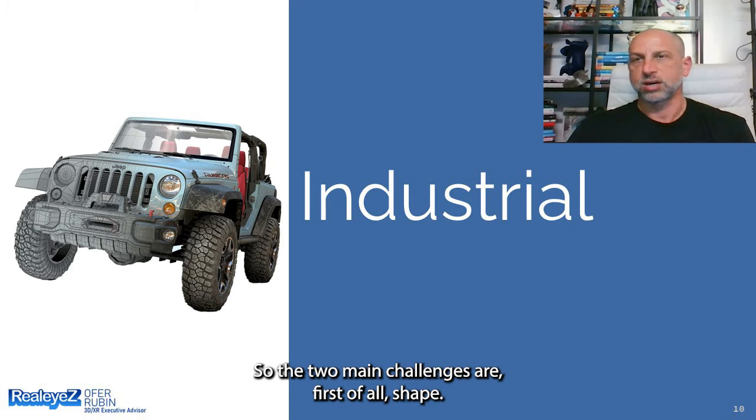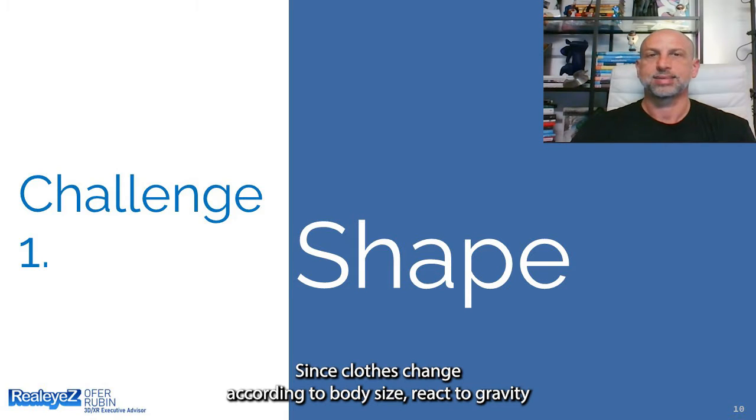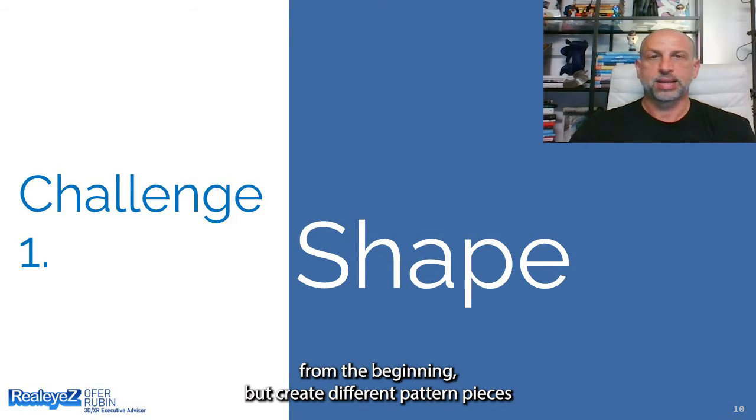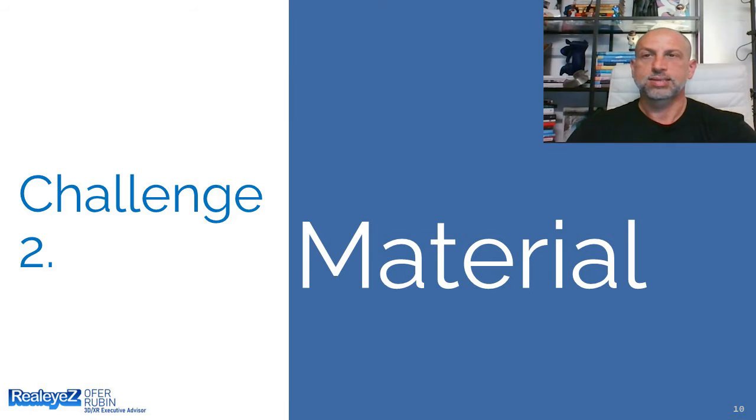So the 2 main challenges are, first of all, shape. Since clothes change according to body size, react to gravity, and change when moving, you shouldn't work on the final model from the beginning, but create different pattern pieces and let the physics simulate and create how the final shape will form. The second one is the material.